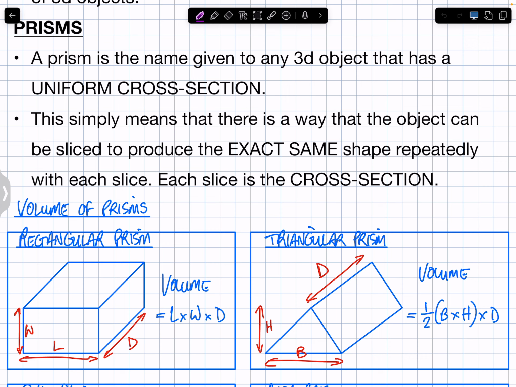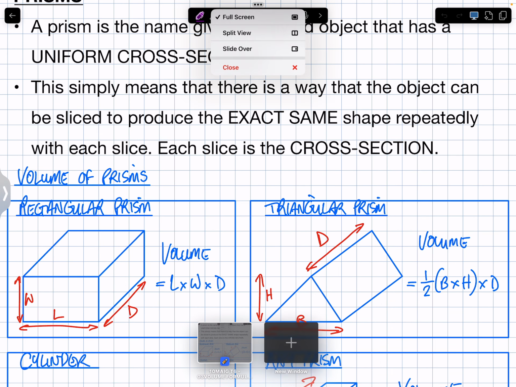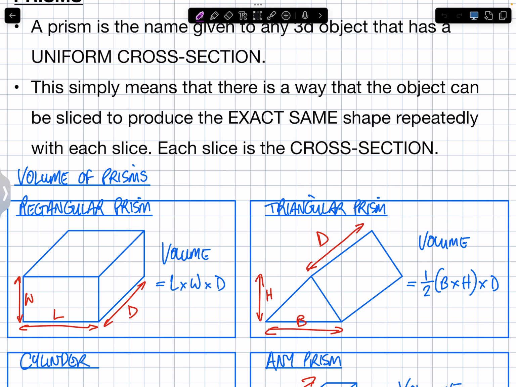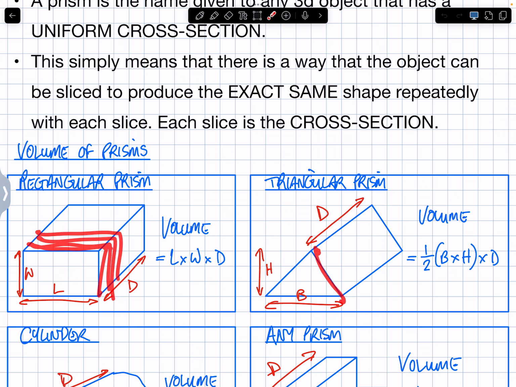So a loaf of bread, if it was perfectly formed, that would be a prism because the slices would be bread-shaped. Okay? So a rectangular prism, how could I slice that to be the same shape every time? As long as I went across like this and sliced it like that, you're going to form a rectangle every time. A triangular prism, if I slice it along this way, I'm going to form little triangles every single time.